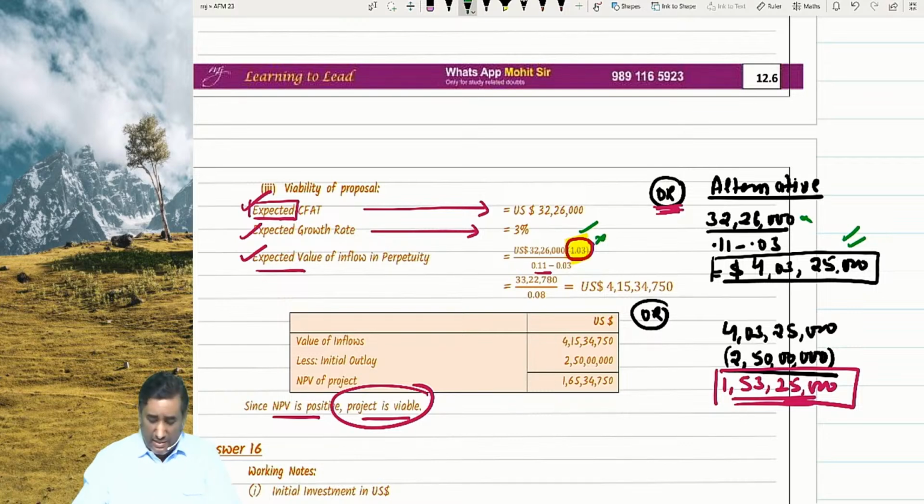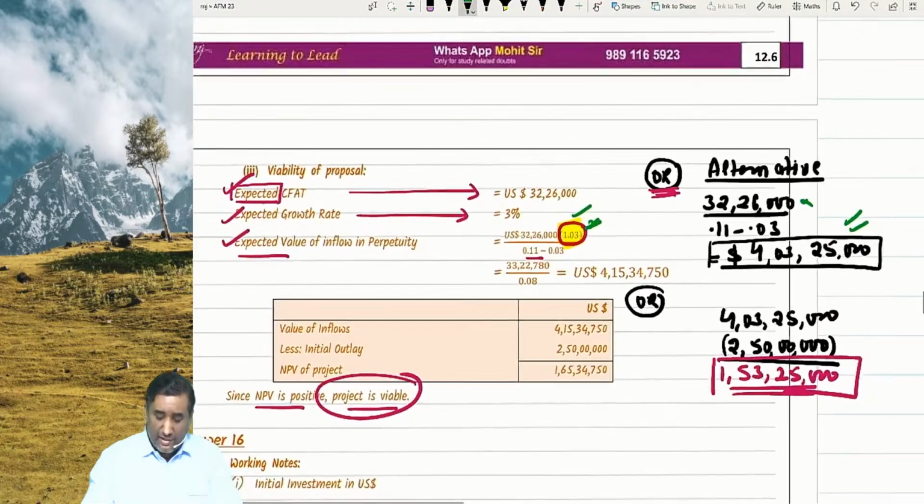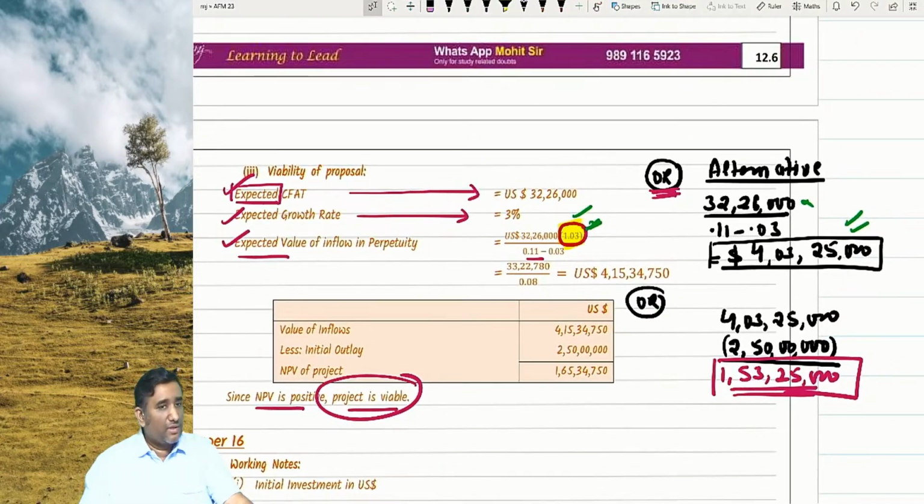So by chance, if you look at the answer, they might have given 1.03 in the numerator. 1.03 is not required. If you feel unsure, then give both. The problem is this is not required. This is expected. How can you have expected and again add the growth? Because that is already added. Perpetual will be this divided by K minus g. So whenever you have expected, it's expected cash flow divided by K minus g. So the answer would come as 3226, which you got, divided by this.